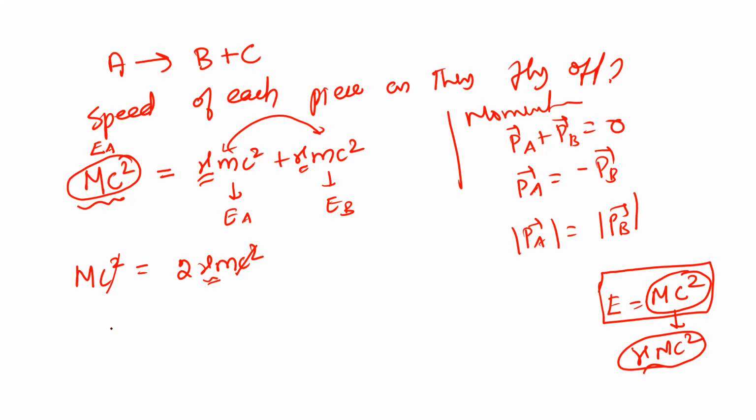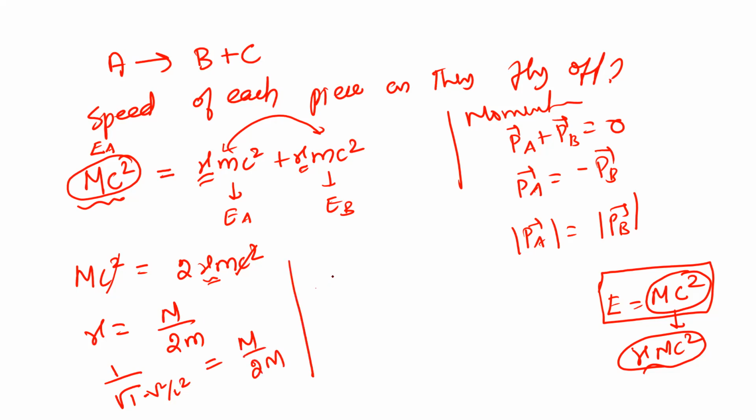Here we can calculate gamma. Gamma is equal to m by 2m. Now square both sides and solve. Because we know gamma is 1 by square root of 1 minus v square by c square, which is equal to m by 2m. So just square on both sides, and you can solve for v. You'll get v is equal to c multiplied by square root of 1 minus (m by 2m) square.